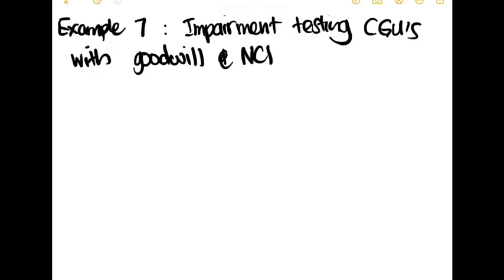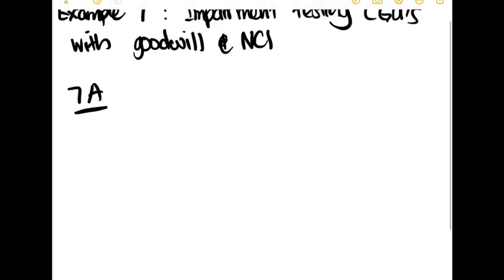In the first example, we're looking at example 7a, non-controlling interest measured initially as a proportionate share of net identifiable assets. We know that with NCI, we can measure it either at its proportionate share of the net identifiable assets, or at fair value. In this case, we're just going to look at the proportionate share first.